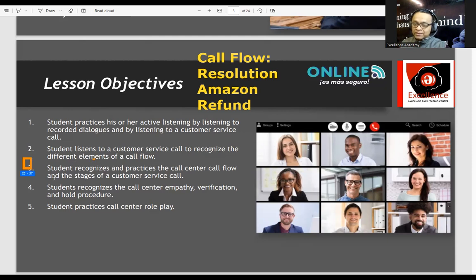Our third goal is for the student to recognize and practice the call center call flow and the stages of a customer service call. Also, to recognize the different elements of the call flow, and also recognize vocabulary for the stages of empathy, verification, hold procedure, and of course now the resolution stage. So let's get started with that.